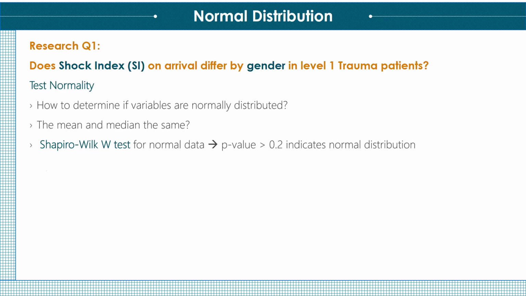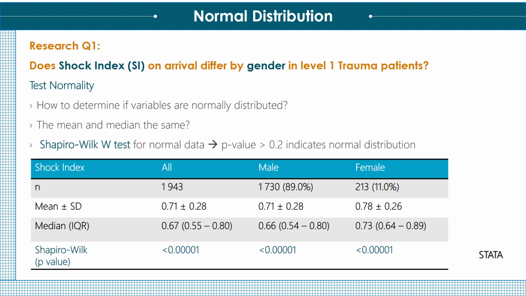So as I've said before, to know what tests to use, you need to know if your data is normally distributed. So how do we determine if our variables are normally distributed? As I showed you on the bell-shaped curve, the mean and the median will be the same. So if they're the same, you know it's a normal distribution. But what if you're not sure? This is when we can apply a statistical test to see if our data is normally distributed. More often than not, we use the Shapiro-Wilk test for normality of data, and a Shapiro-Wilk p-value greater than 0.2 will indicate a normal distribution.